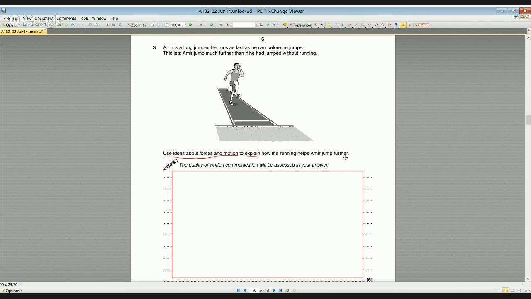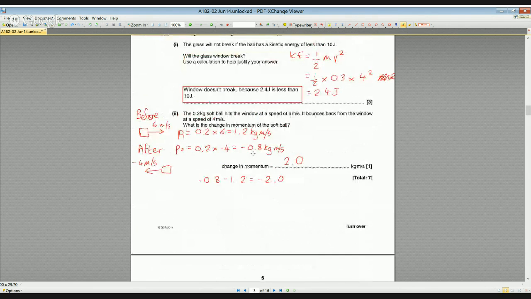Just responding to a couple of questions that have popped up in the comments from the previous answer before I do this. The reason I missed the minus sign off there, it doesn't matter. You'd get the mark if you left the minus sign in, but it's a change in momentum. It doesn't matter whether the momentum's increased or decreased. It's just a difference between two values, and that's 2. And it's also possible that you could have done 1.2 take away minus 0.8, and that would give you a positive value for 2. Both are correct.